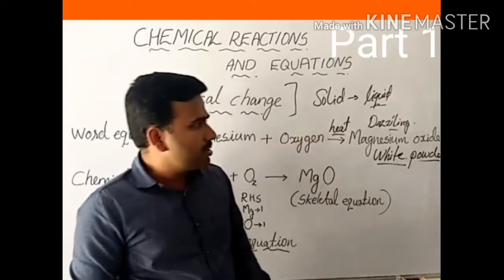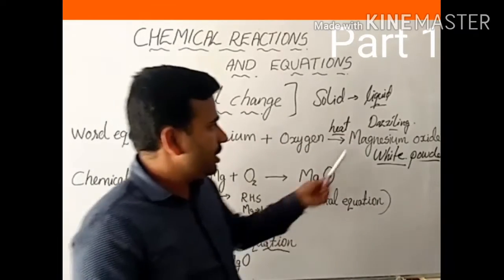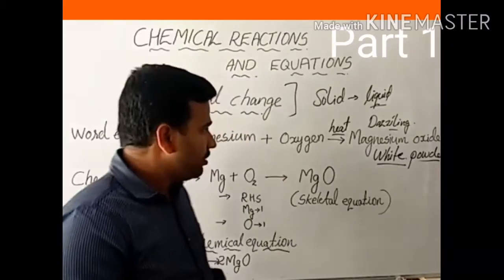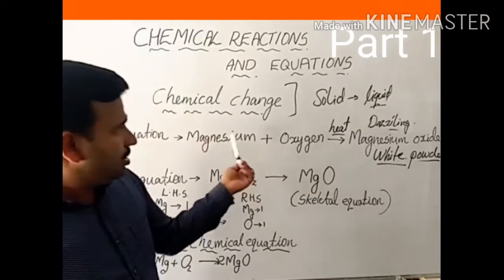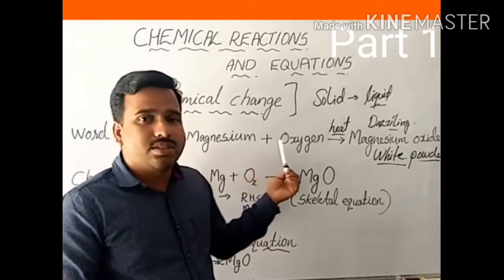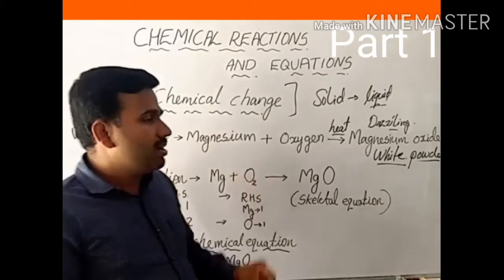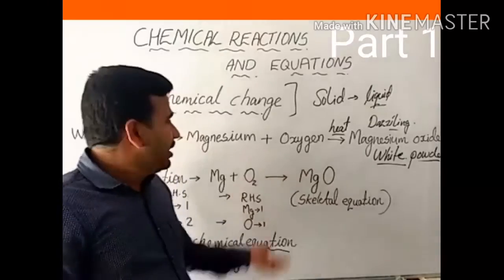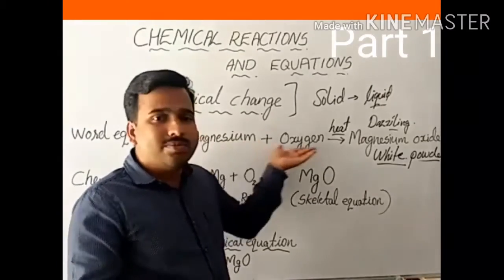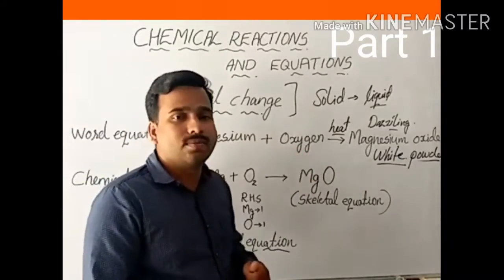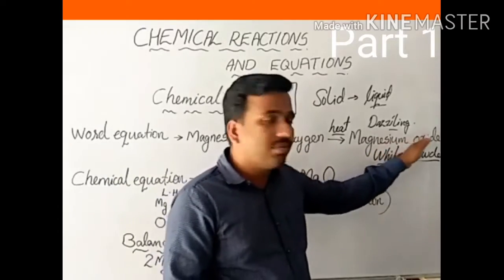So this magnesium oxide so formed is a different substance. When it combines with magnesium, say magnesium for example, it's a highly reactive metal. Normally when it is kept in open air, magnesium reacts with oxygen so as to form magnesium oxide.